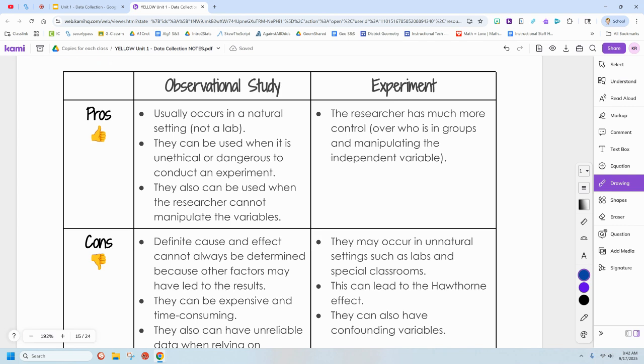They can also be used when researchers cannot manipulate the variables. Okay, it's not something that you can do, you can only observe. I'm not going to go up into the sky and try to affect a cloud so the snowpack at the top of the mountain is different.